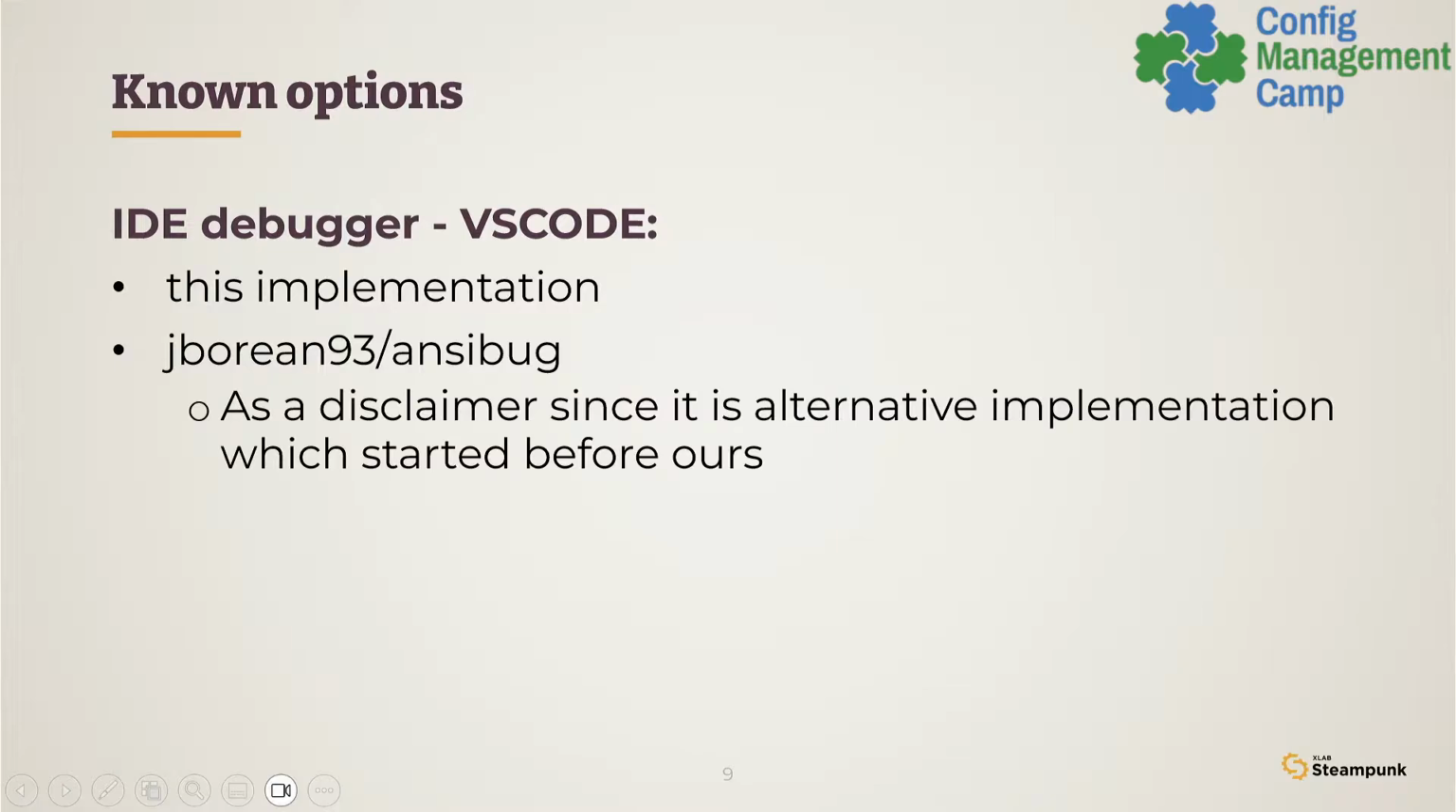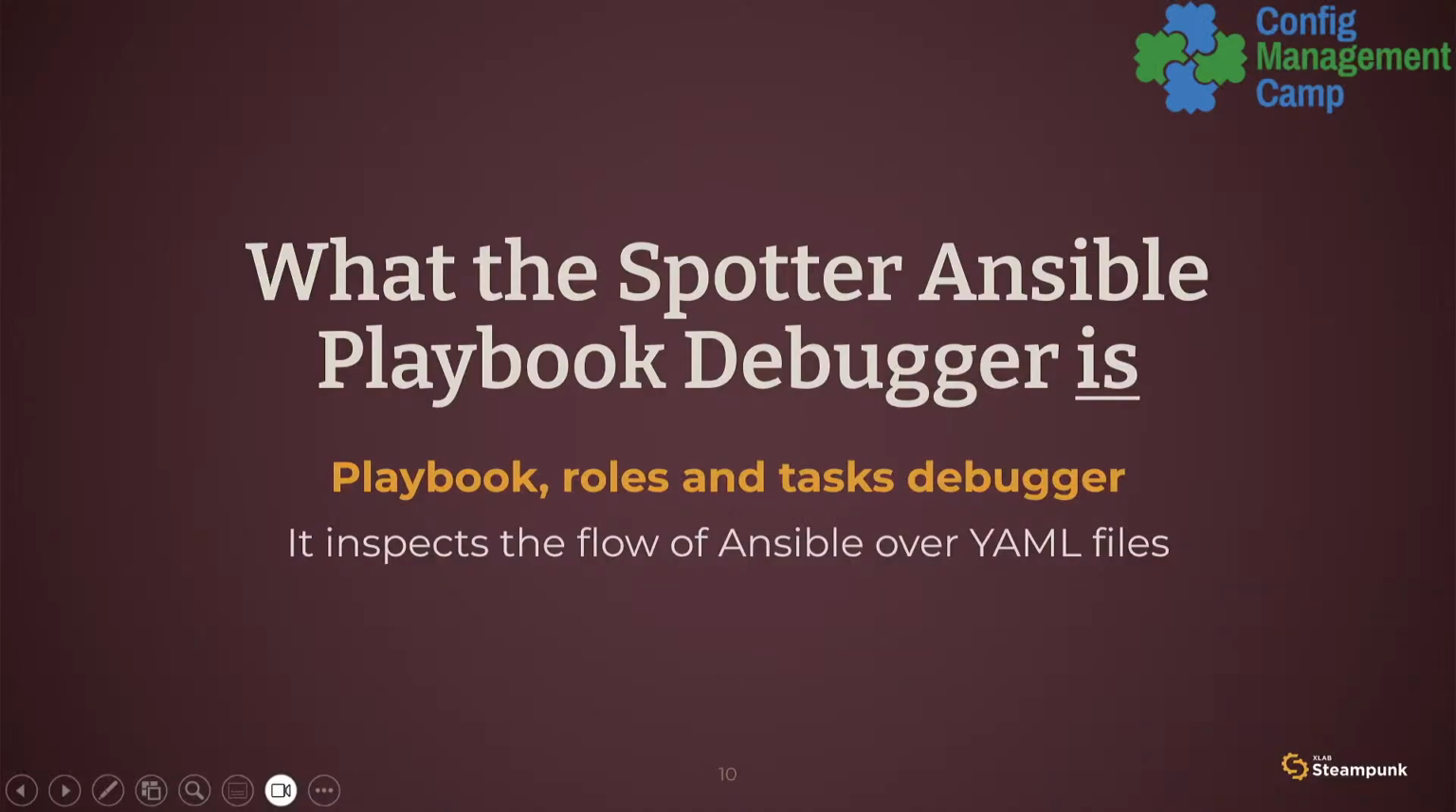Here I will present the implementation of the debugger. It's a native IDE debugger for VS Code. As a disclaimer, about 2.5 years ago the first one was published by Gibran 93 for Ansible. It predates my first attempts by about half a year. I know I was writing the first lines of the debugger when I was in Ghent, about 2 years ago, in January and February 2024. And this one was from 2023.